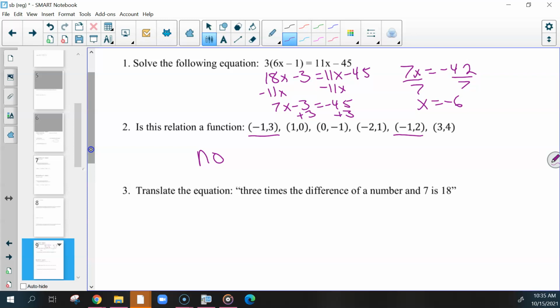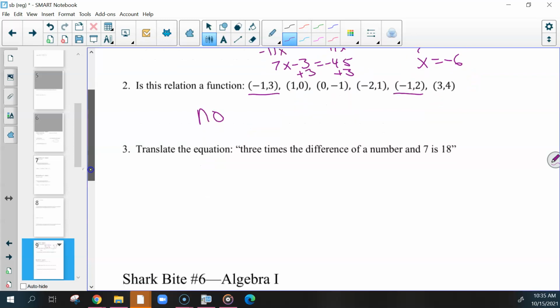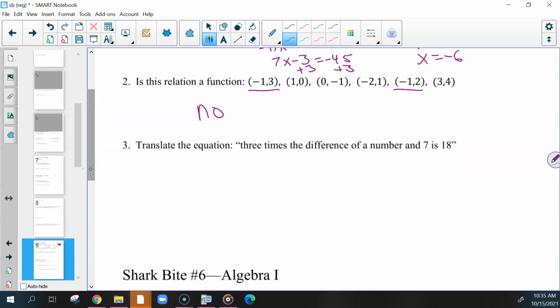For number 3, translate this equation. 3 times the difference of, since I'm multiplying 3 times everything else, this next part needs to be in parentheses. So the difference of a number, pick whatever variable you want, and subtract 7, is going to be my equals 18. You didn't need to solve this one, just translate it. Questions on those 3?